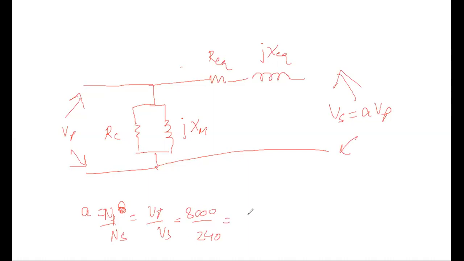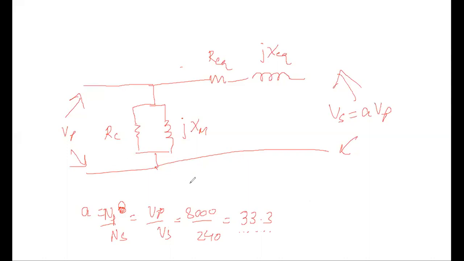So this gives us a value of a equal to, quickly give me the value of a. What will a be equal to? a will be equal to Vp over Vs, which is 8000 over 240, and this is equal to how much? Has anybody done this? 33.33. So the value of a, which is the turns ratio, is Np over Ns or Vp over Vs. And for this transformer, Vp was 8000 and Vs was 240. So a is equal to this.